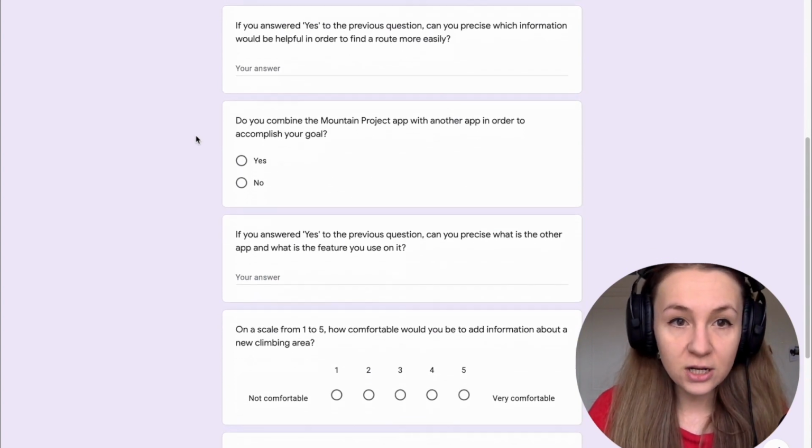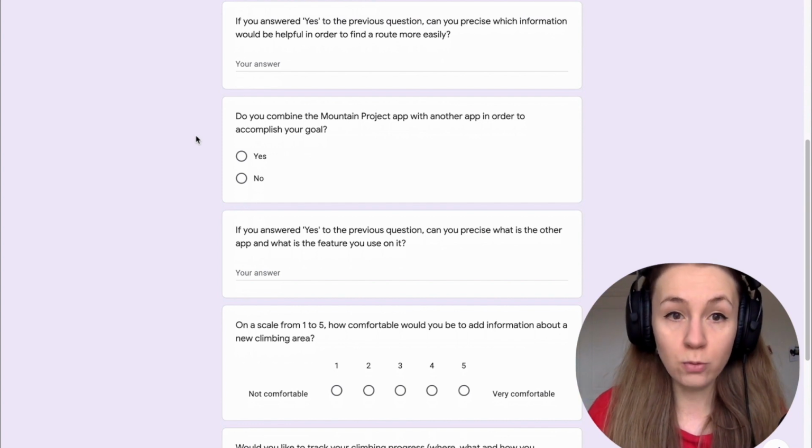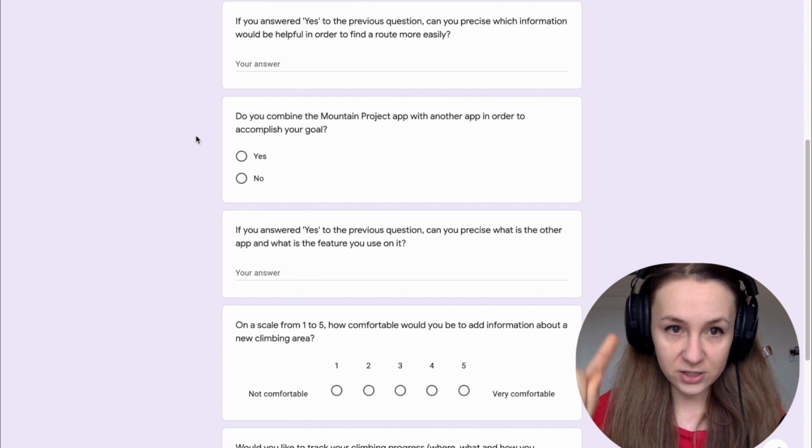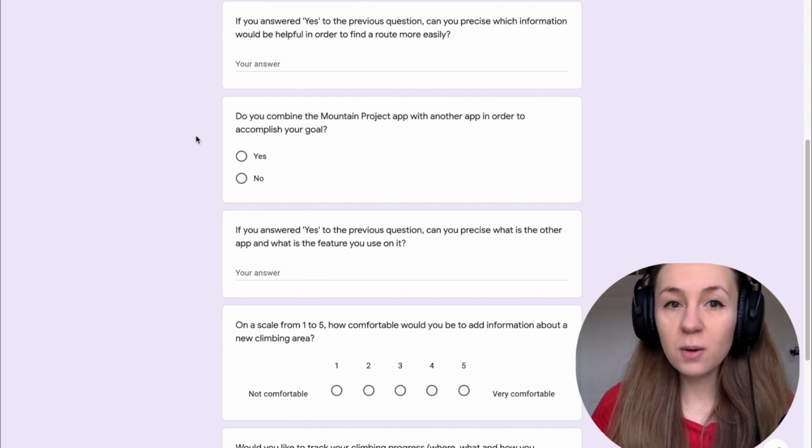The next question is, do you combine Mountain Project app with another app in order to accomplish your goal? Okay, so here I have a couple of suggestions for this question. And the first suggestion is to change the framing. So you said, do you combine Mountain Project app with another app?